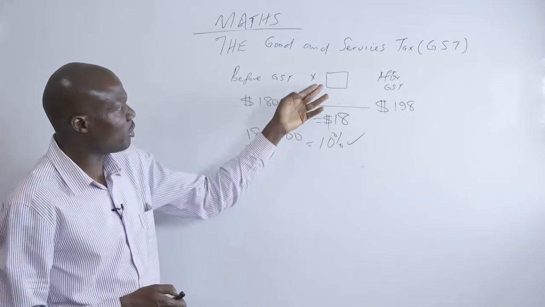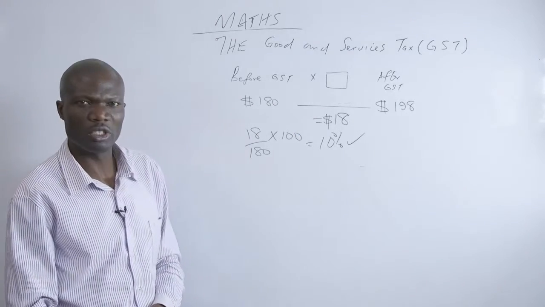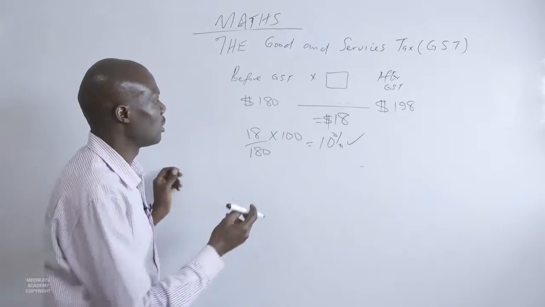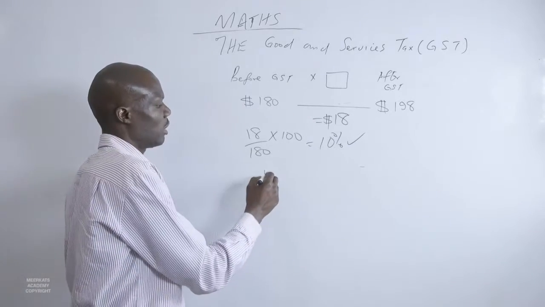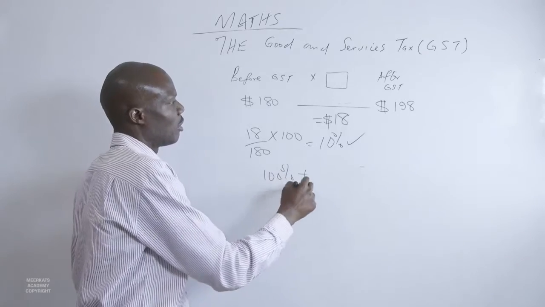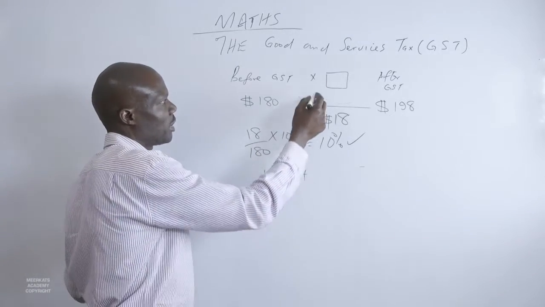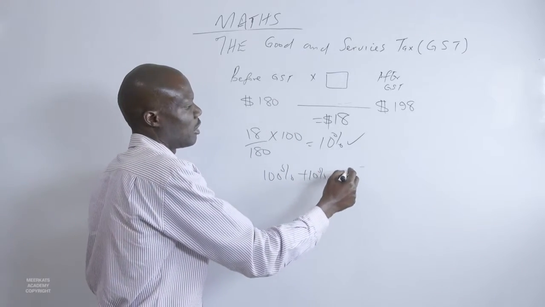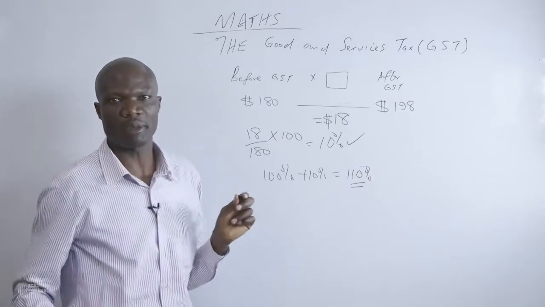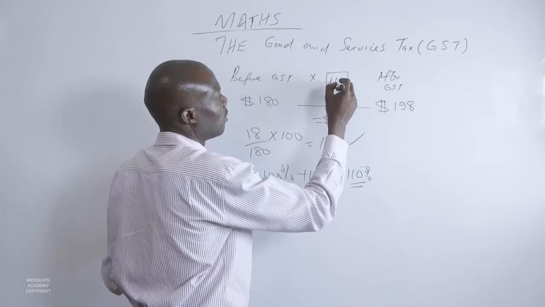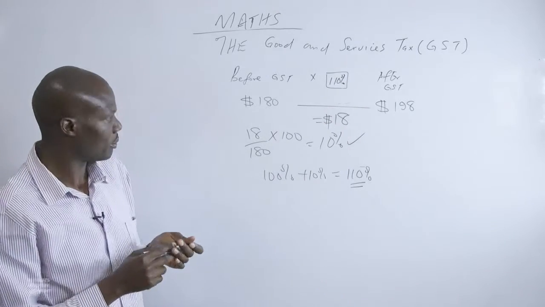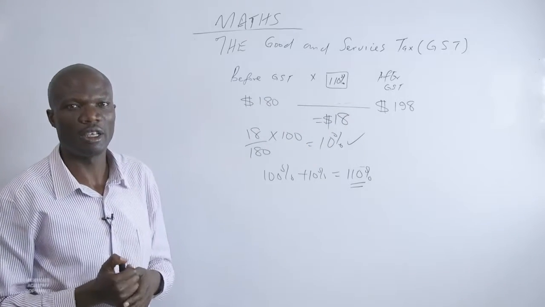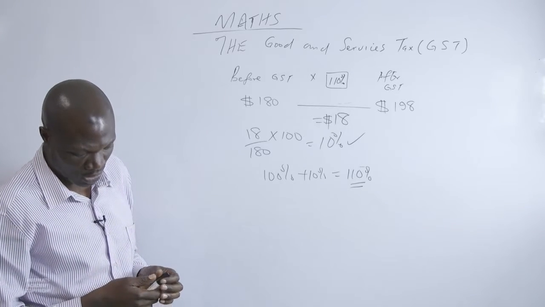Now, what number should be in this box to make 198? It will be the original cost at 100% plus the percentage for the tax, which is 10%, which gives us 110%. So this place should have 110%. So 180 multiplied by 110%, we shall get $198.